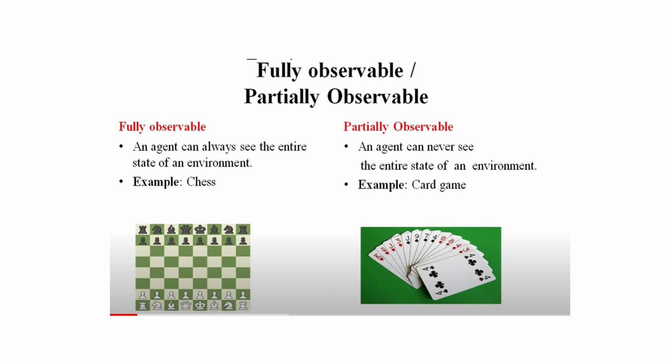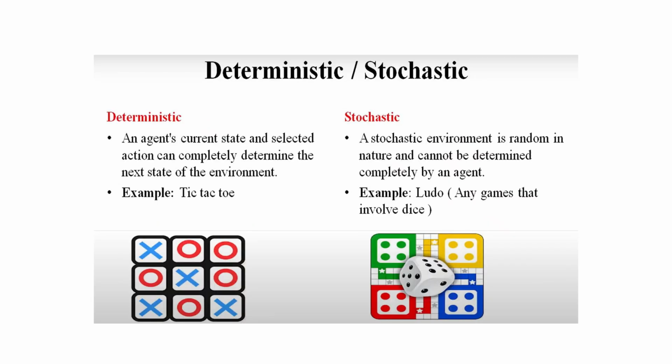Another good example for a partially observable environment is a medical diagnosis system. So this is about the fully observable as well as partially observable. Next we are going to see the deterministic or stochastic environment. A deterministic environment is one type of state.